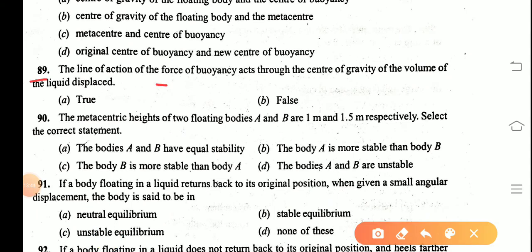The line of action of the force of buoyancy acts through the center of gravity of the volume of the liquid displaced. True or false? The answer will be true. The metacentric heights of two floating bodies A and B are 1 meter and 1.5 meter respectively. The correct statement is. So option C will be the correct statement. The body B is more stable than the body A. So the one with the greater metacentric height will be more stable.